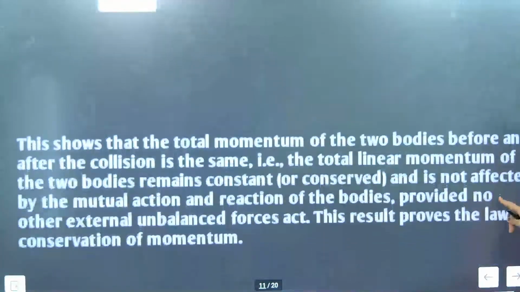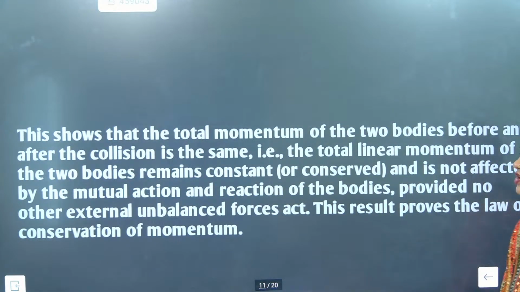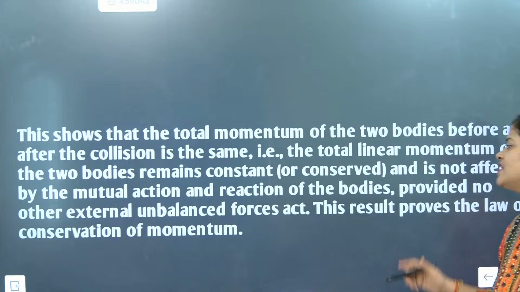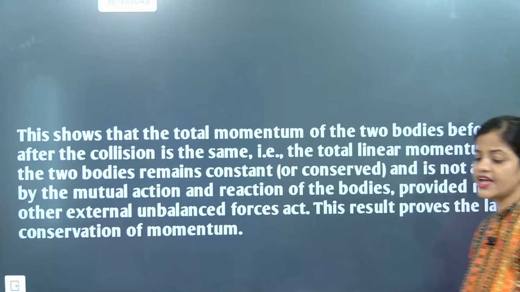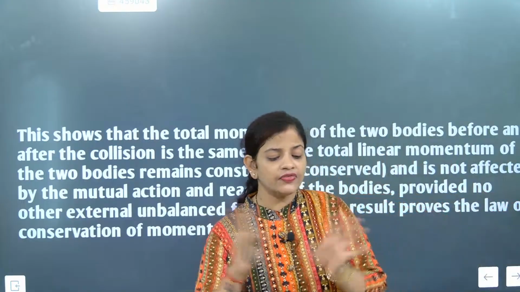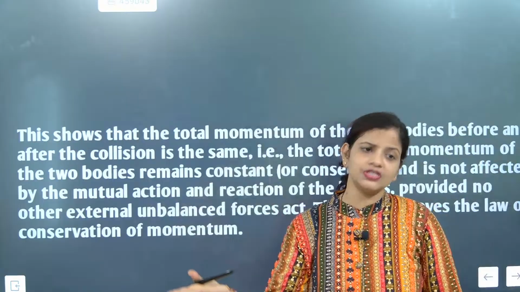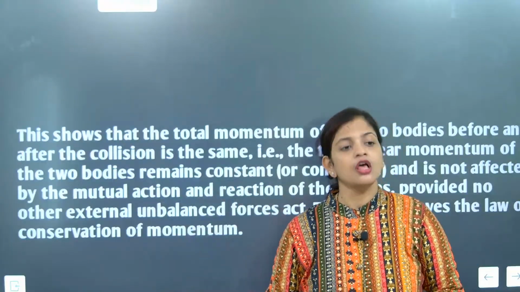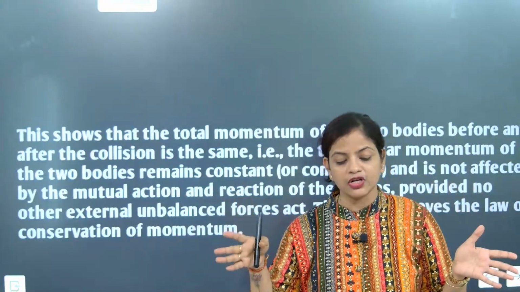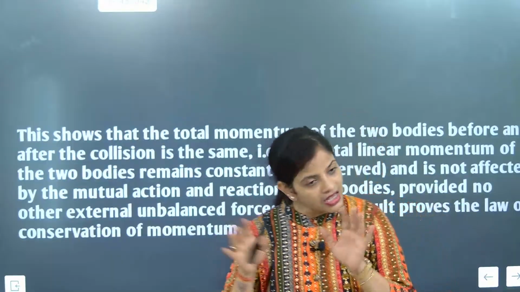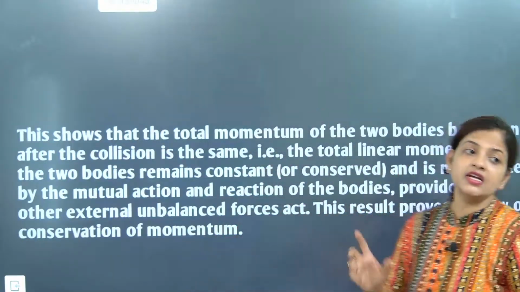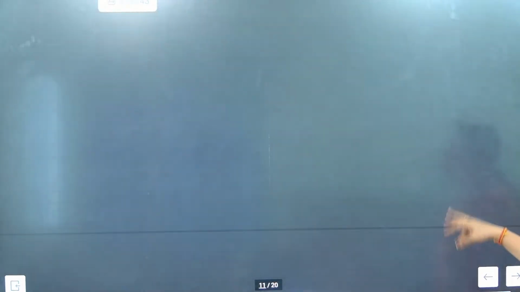So this shows that the total momentum of two bodies before and after collision is the same. The total linear momentum of two bodies remains constant or conserved. It is not affected by mutual action and reaction. At the time of mutual action and reaction, they gave and took that momentum. How much one has lost, that much another one has gained. But before and after collision, the momentum is conserved. That's one of the most important parts of it.